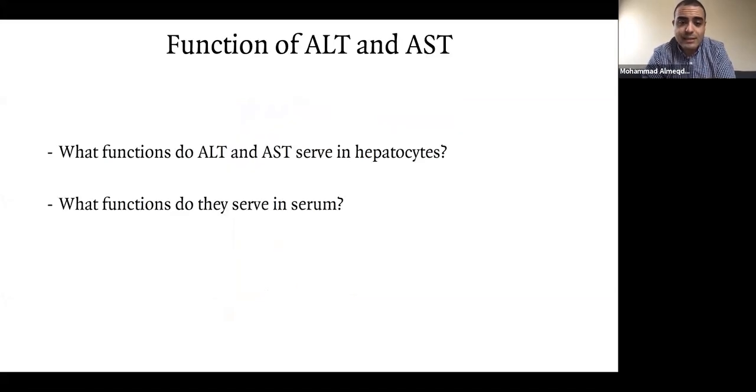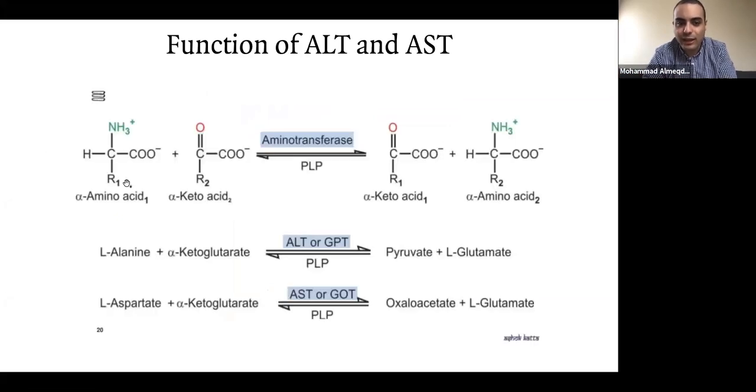And so this ALT, AST, they have certain functions in hepatocytes. What do they do in hepatocytes? So, as the name implies, they're transaminases, right? They translocate an amino group. They essentially turn an amino acid into a keto acid and the other way around. Okay, and they go both ways.